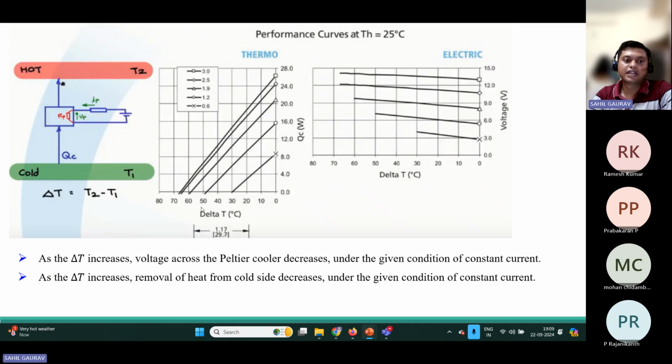And for the thermal effect, as delta T increases, the removal of heat from the cold side decreases under the given condition of constant current.